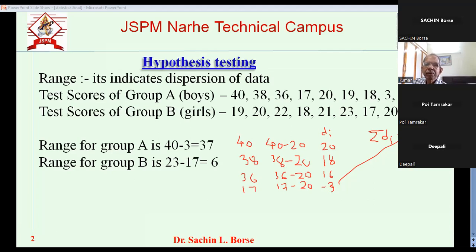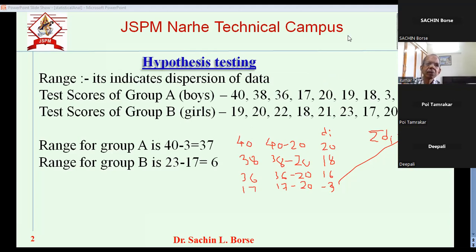Yes, please tell me whether the summation of Di is 0. Yes, sir, it is coming 0. Yeah, our assumption is correct.